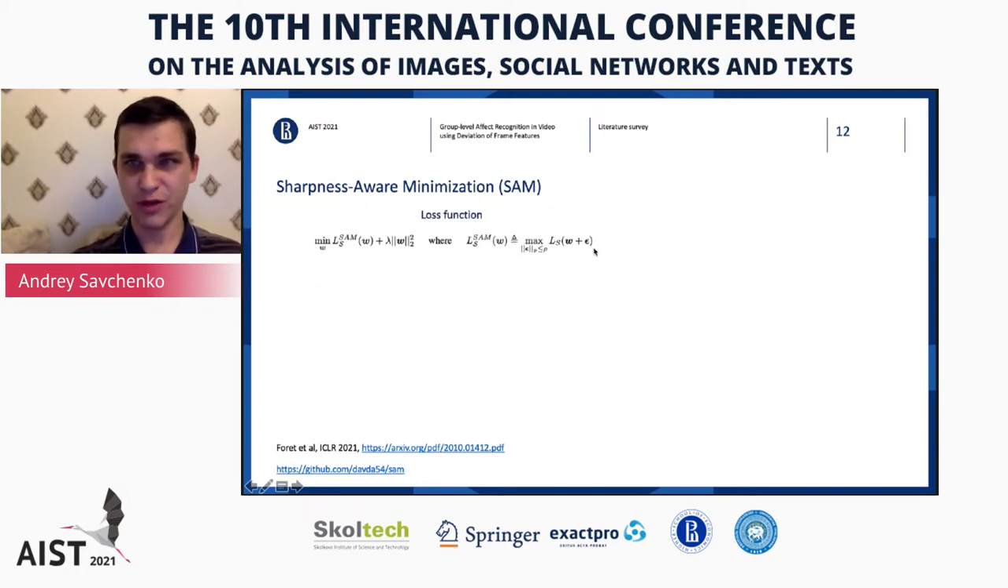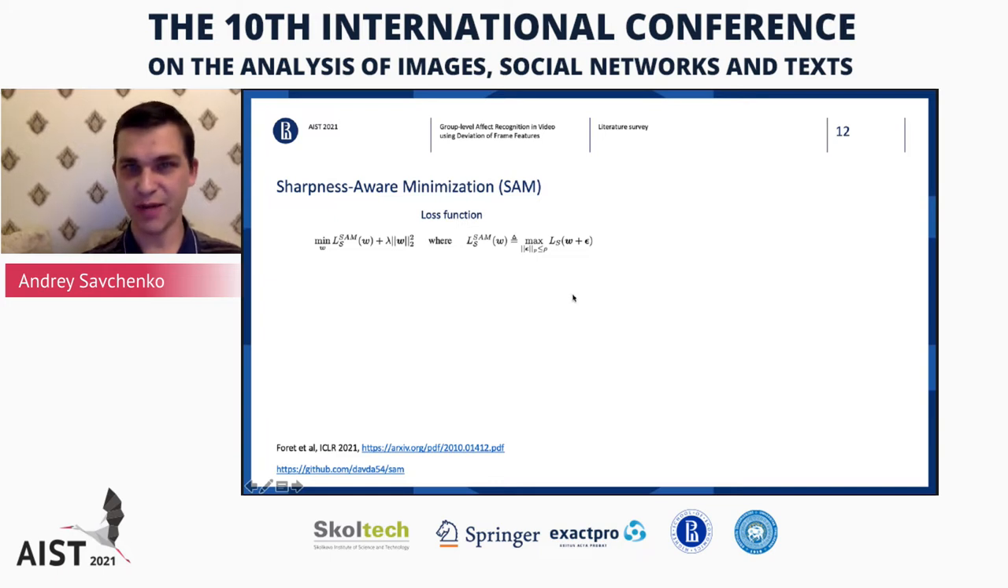So let me briefly recall the idea of this paper. The loss function is slightly modified. This is the loss function, and it is based on some general loss function like softmax loss, like cross entropy, weighted cross entropy in this particular case. But here we add... the main idea of this paper is that they provide some robustness.